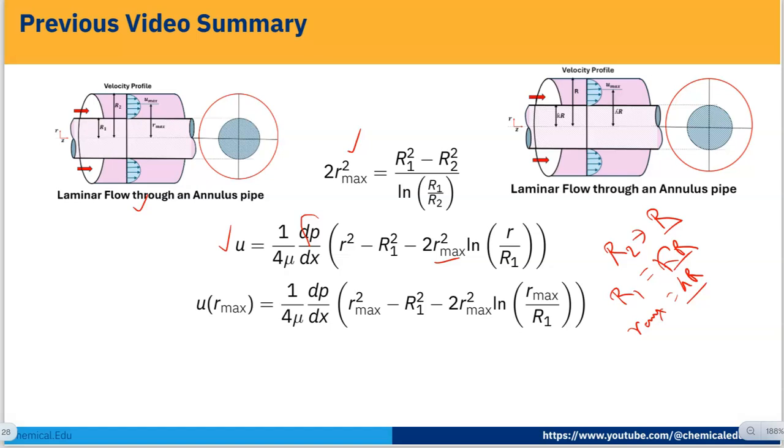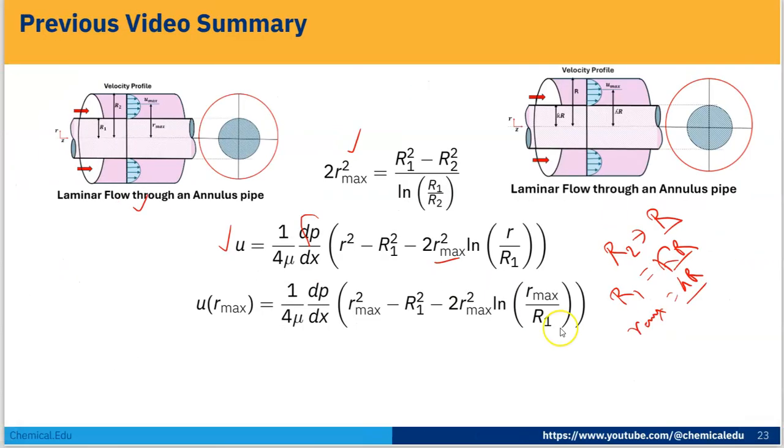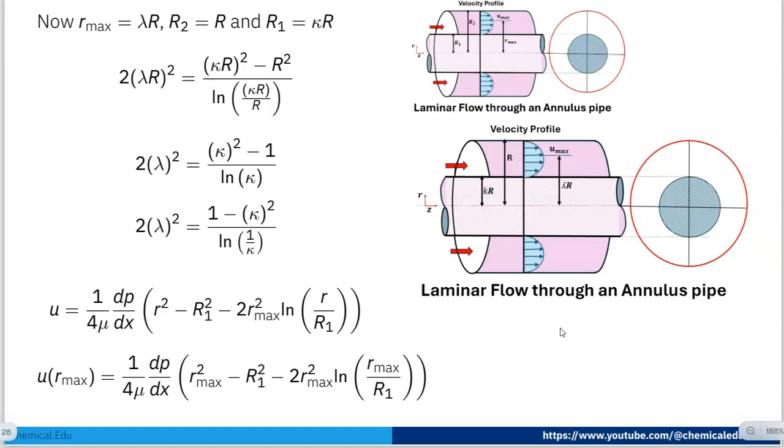Now here I am taking this relation, and I am trying to plug in the R1 and R2 values and the R max value, and I will get the lambda and kappa relation. So here I'm plugging in R max equal to lambda R, R2 is R and R1 is kappa R, and I plug in all these values. Finally, I got one relationship between lambda and kappa.